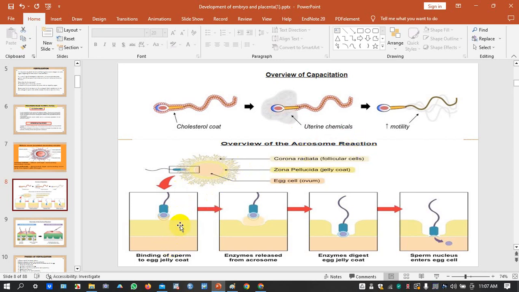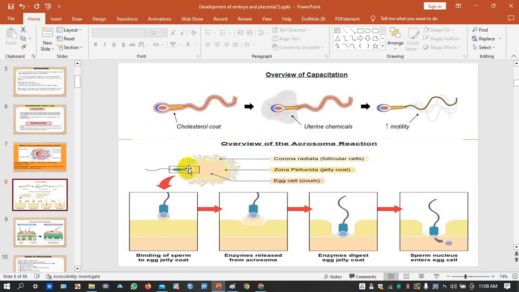So this is the acrosome reaction. The sperm binds onto the zona pellucida. The yellow boundary is the zona pellucida. It has a jelly coat. The sperm binds onto it. The corona radiata cells are around it. Then this is the inside. This reddish or orange color is the egg cell or ovum. The egg cell is also called ovum.